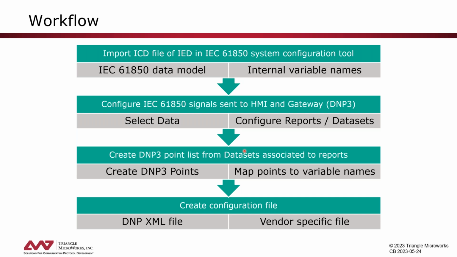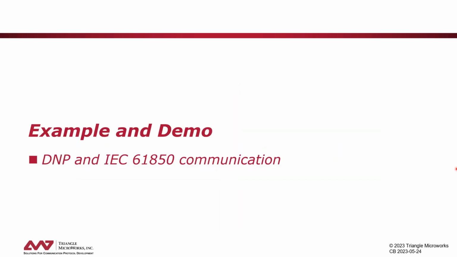And instead of using that extract for the mapping, we now use it to define the flexible point map for the DNP device. So we now create the configuration file for the device, which can be a DNP XML device profile, but it can also be a vendor-specific file. So how does it look?